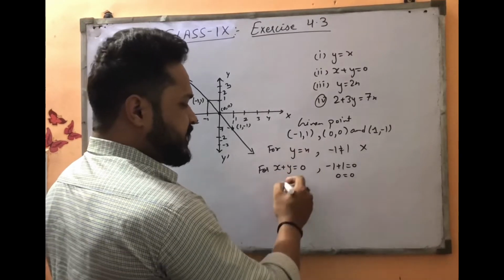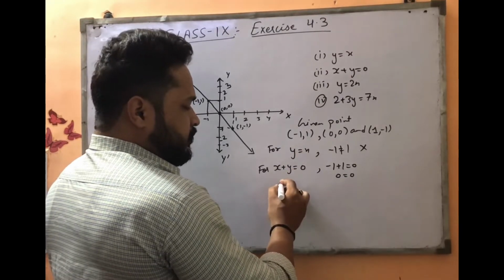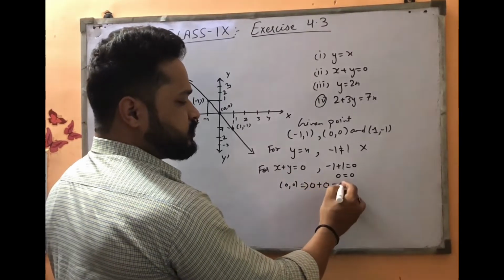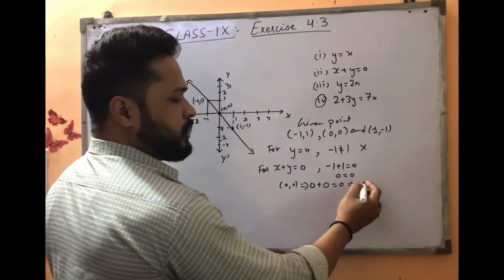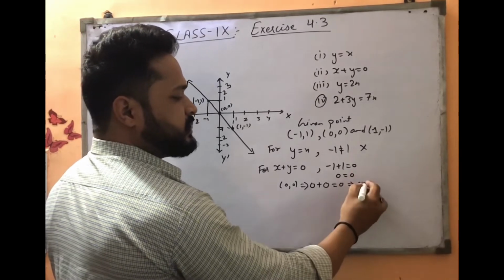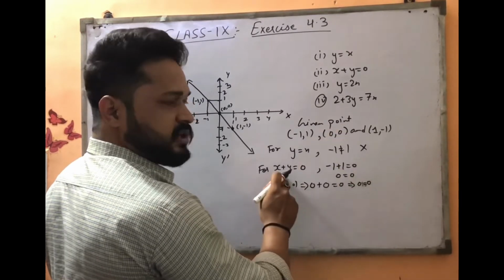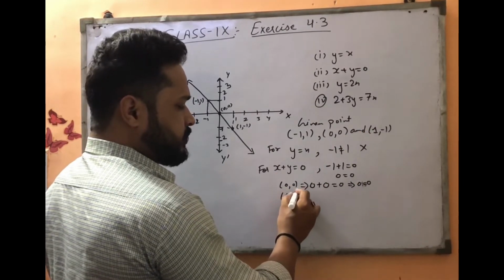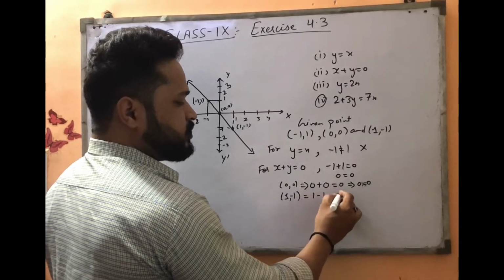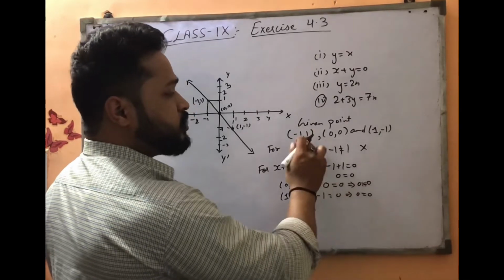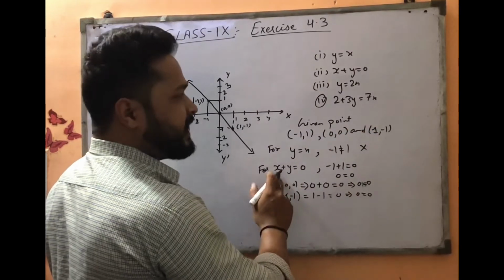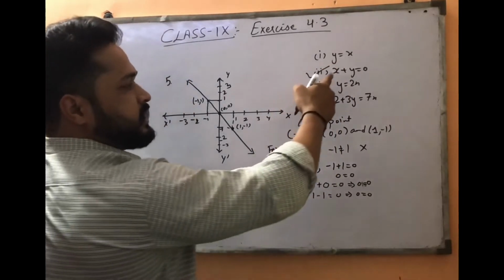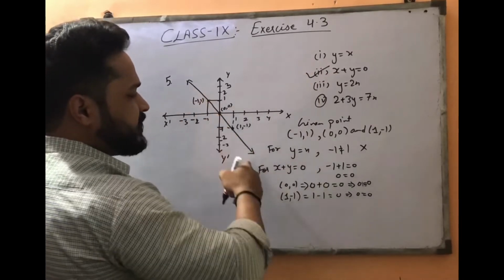Okay, now come to the second one, 0, 0. So for 0, 0, x plus y is 0 plus 0 equals 0, that means the second point also satisfies the equation. Now come to the third one, 1 comma -1, this is 1 - 1 equals 0, this implies 0 equals 0. These all three points satisfy this equation, that means this is the correct answer. Okay, so this is the linear equation whose graph is this.